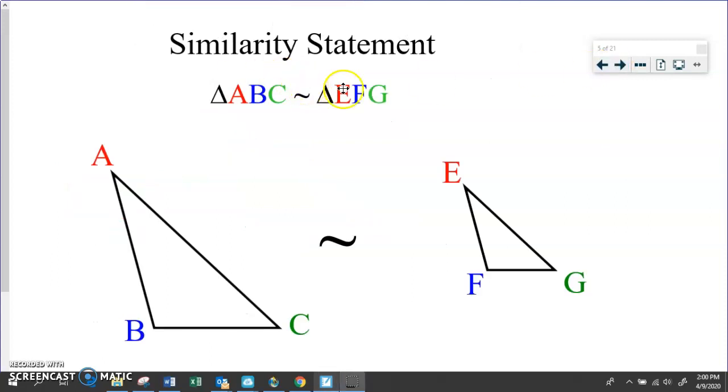So a similarity statement is what we write to say that these two things are congruent. Or I'm sorry, similar. So it's just like when we wrote congruence statements for triangles.